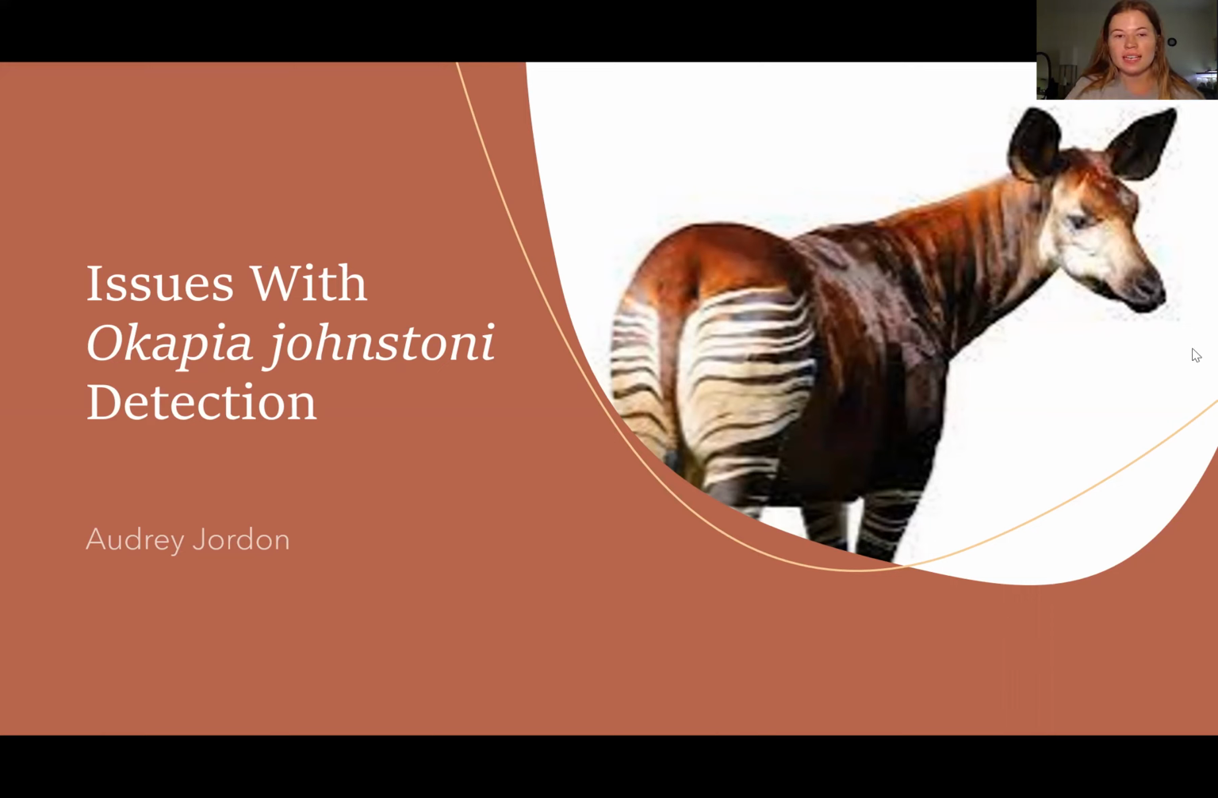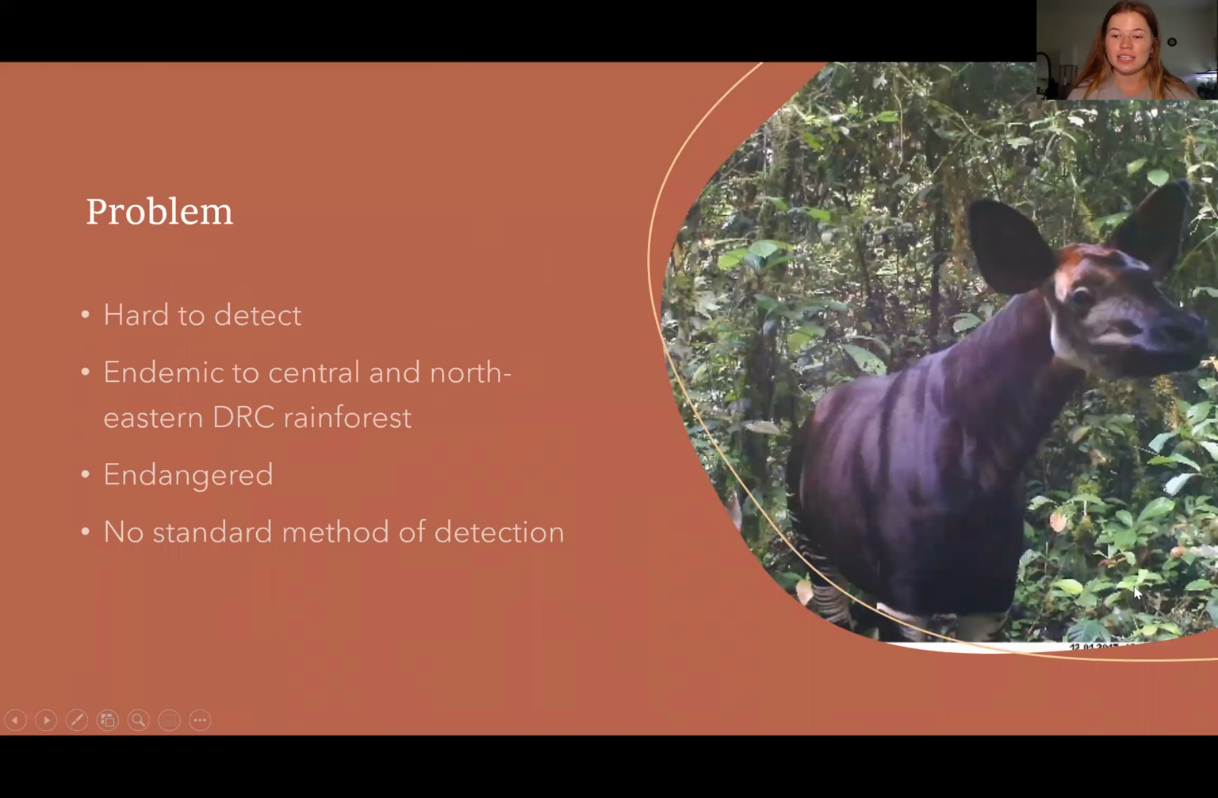The okapi is an endangered African ungulate. It's also known as the forest giraffe. And the issue here is that they're very hard to detect. They're endemic to the central and northeastern Democratic Republic of Congo rainforest. So this means that their habitat is very, very dense, remote, and hard to get to.